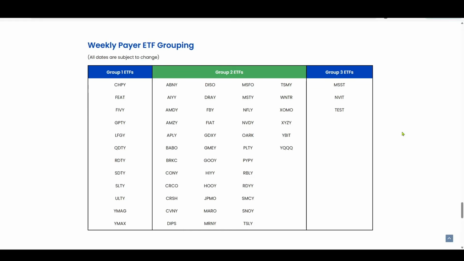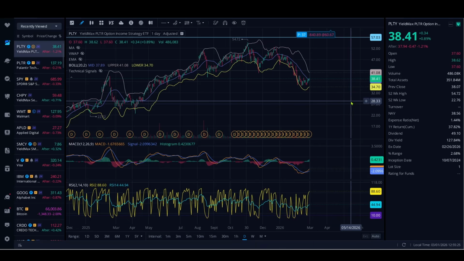So it's Sunday and it's time to update my spreadsheet for my high yield ETFs, but I'm also going to take a look at PLTY and we're going to see where it currently sits by taking a look at PLTR. And we're going to see if it's sitting at any kind of resistance or at a support line just to get a better idea.